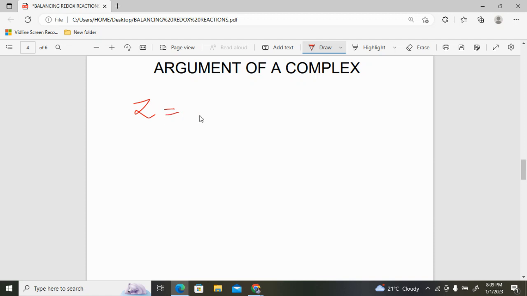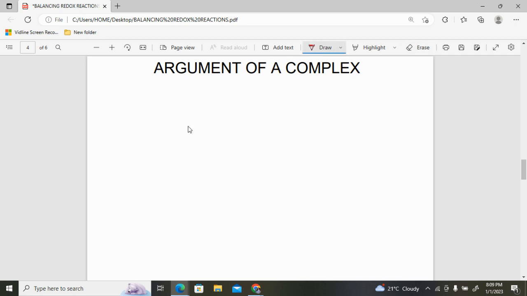is in the form a plus ib. And this a and b, these are real numbers. And the i is the square root of -1, which is the complex part of this number. Now, we can write this complex number on an Argand diagram.